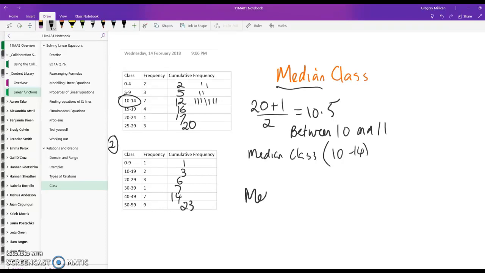So the median, okay, we've got 23 numbers, so 23 plus 1 divided by 2 is 12. 23 plus 1 is 24, divided by 2. So the 12th number. So where is the 12th number?